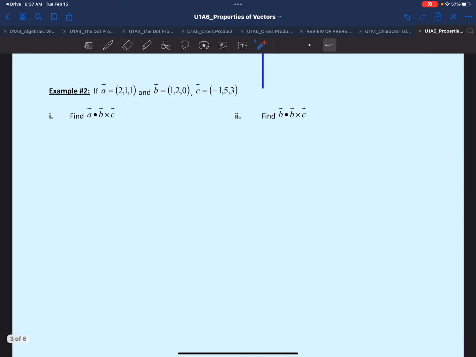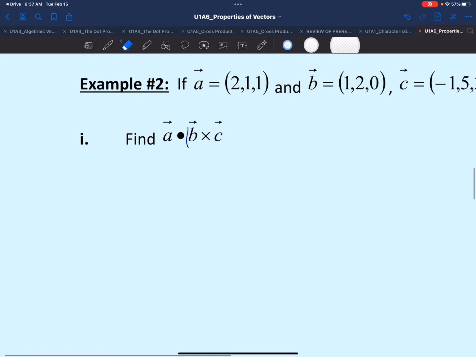Next, we're going to take a look at example number 2, where we're given vectors A, B, and C, 3 vectors in 3D, and we have to find A dot B cross C and B dot B cross C. So remember that when we multiply these vectors, we need to first multiply B cross C to obtain a vector so that we can dot product A with B cross C. Remember that if you multiplied A dot B, you would get a scalar, and you do not want to cross a scalar with a vector.